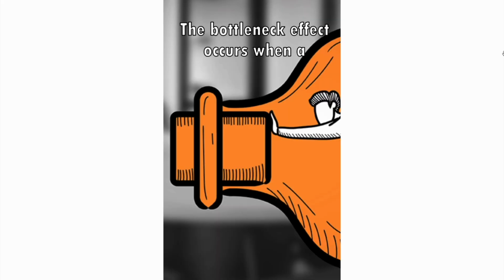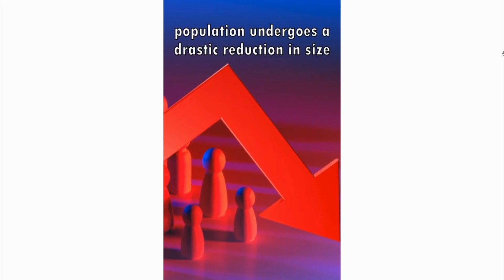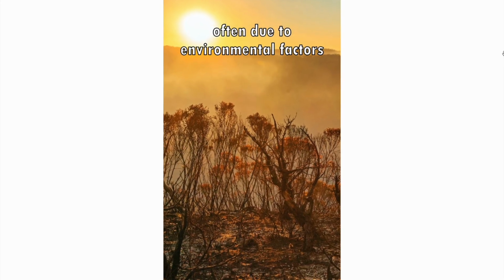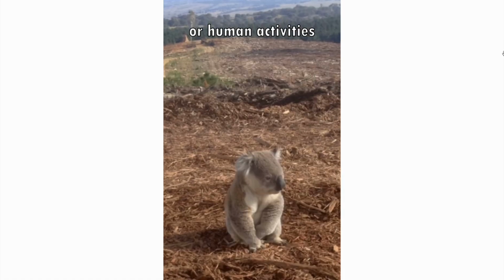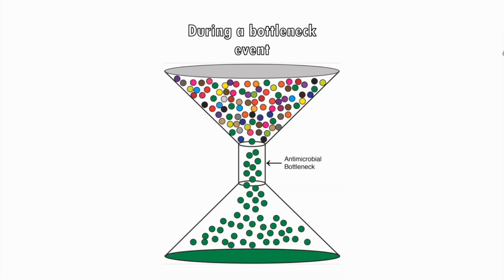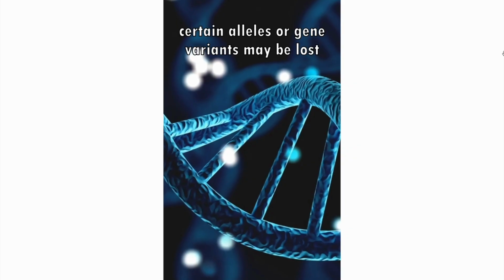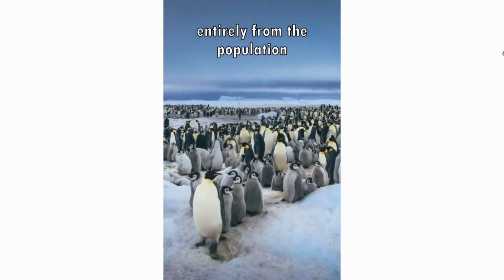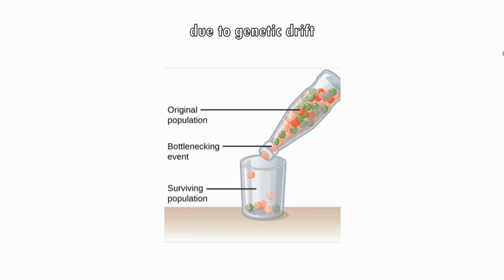Let me explain. The bottleneck effect occurs when a population undergoes a drastic reduction in size, often due to environmental factors such as natural disasters, habitat loss, or human activities. During a bottleneck event, the genetic diversity of the population is dramatically reduced as only a small subset of individuals survive to reproduce. As a result, certain alleles or gene variants may be lost entirely from the population, while others become more prevalent due to genetic drift.